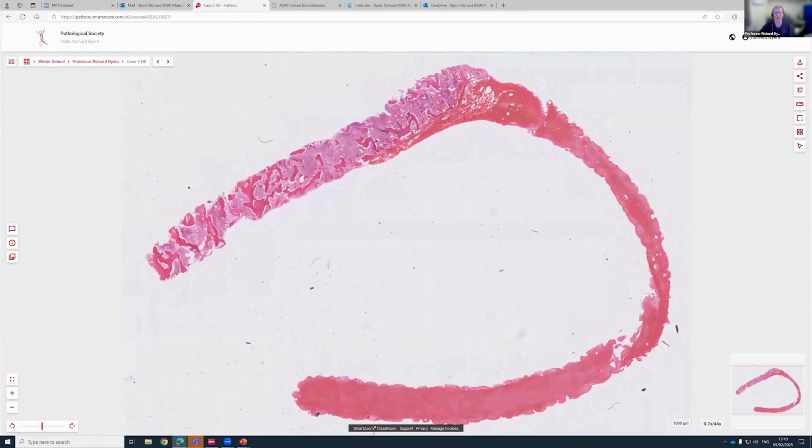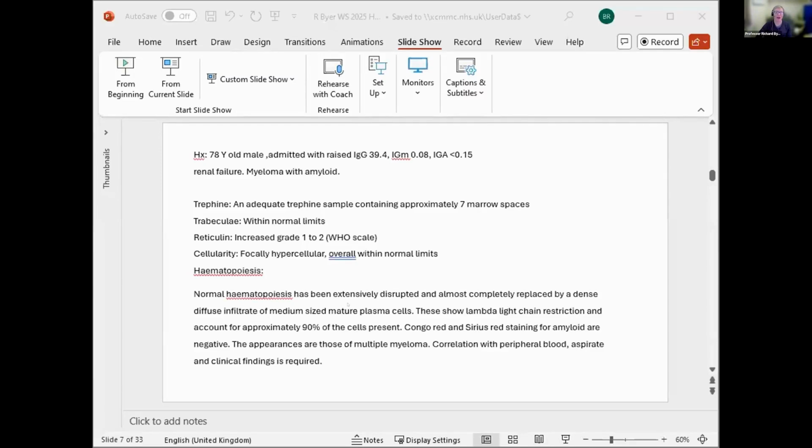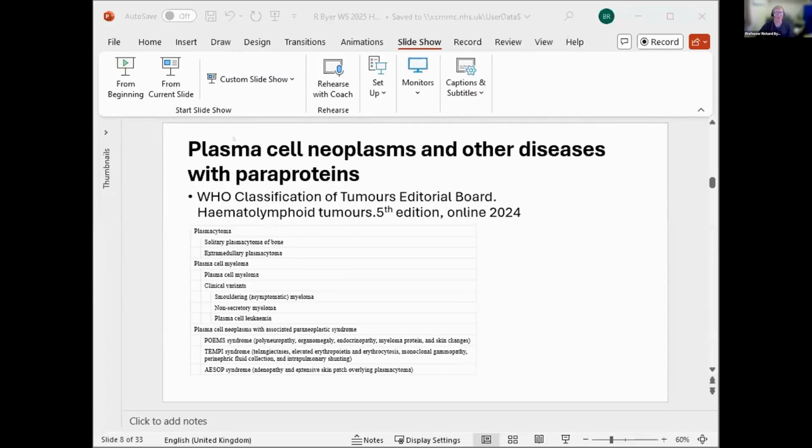Okay, now we're going to go on to case 2. So just to say a couple of things about myeloma. The WHO has a whole list of plasma cell neoplasms, solitary plasmacytoma. And then in terms of what you're really interested in, is it smoldering myeloma? Is it a monoclonal gammopathy of uncertain significance, which is actually not in this table anymore, but essentially should be? Or is it a plasma cell myeloma, or is it full-blown myeloma?